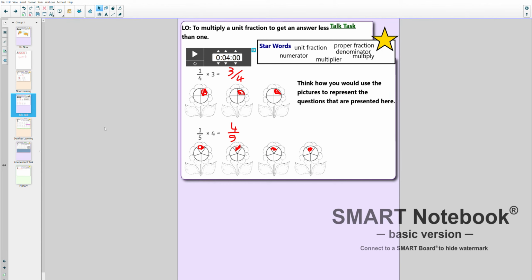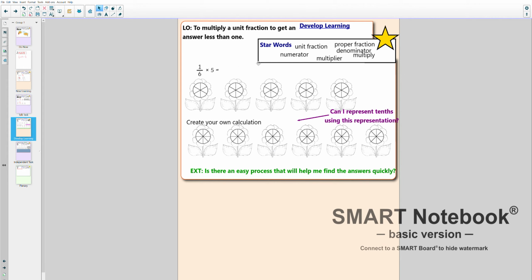Okay, moving on. What about things like this? 1/6 times 5. I don't think we even need the representation here. I think we should be able to figure out by now. This is of course going to be 5/6. And I'd like you to try your own one here. When you're sending in your work today, please send me a picture showing where you've done this, creating your own calculation. With this one, of course, it's 1, 2, 3, 4, 5, 6, 7, 8. So use that in your calculation there.